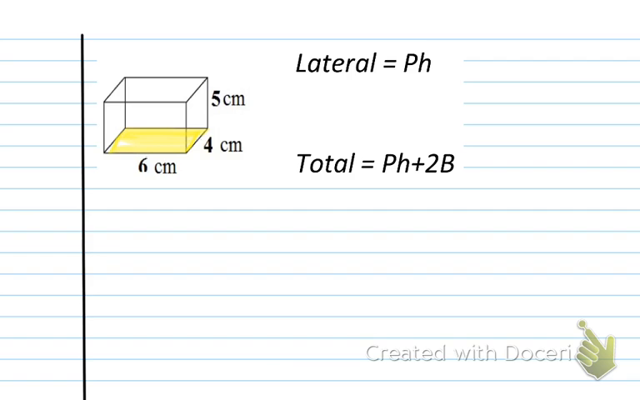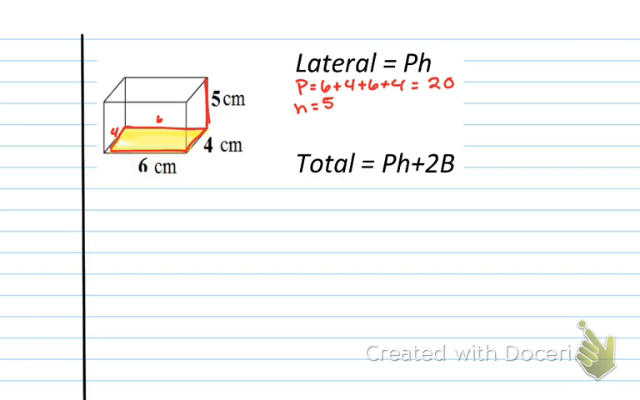So if we look at P, we're going to find the perimeter of that base. So we have 6 plus 4 plus 6 plus 4. Because remember, perimeter is all the way around, and these are the sides, right? So when I add all those up, I should get a 20. And my height, I know, is this 5.